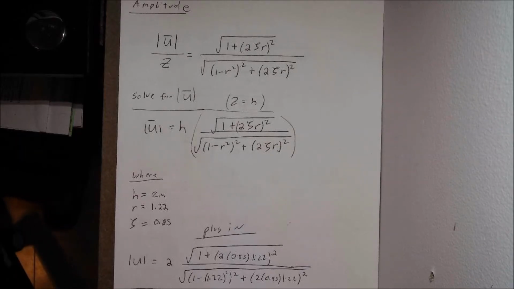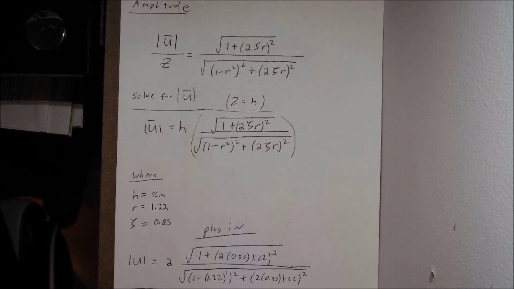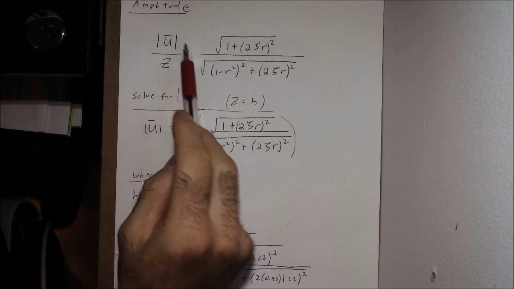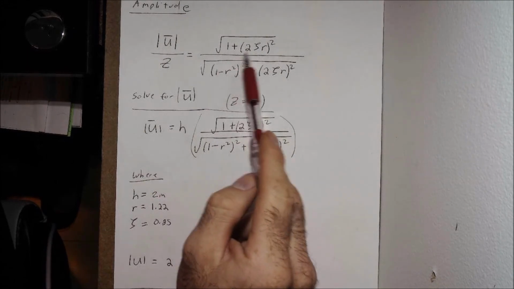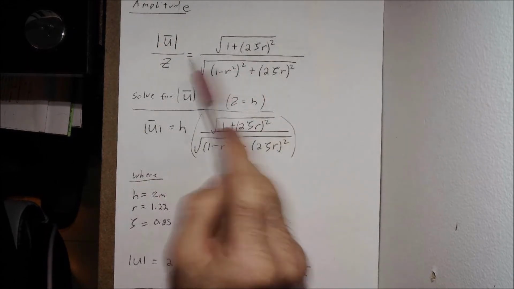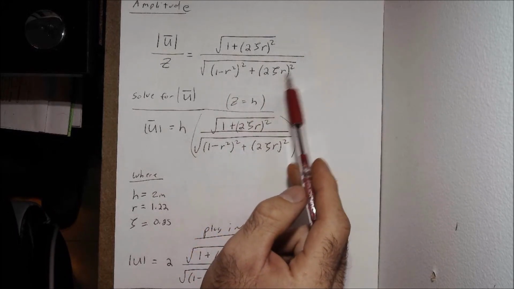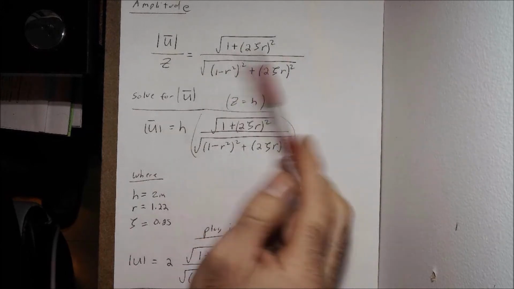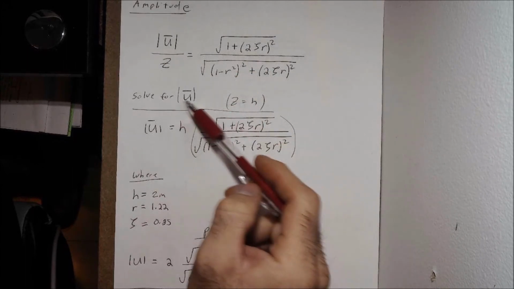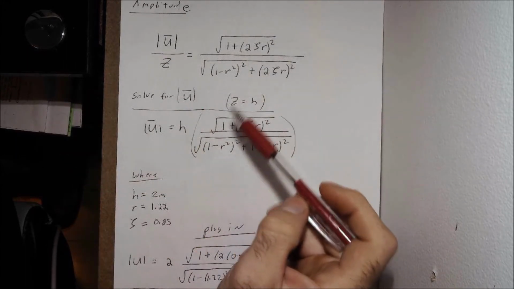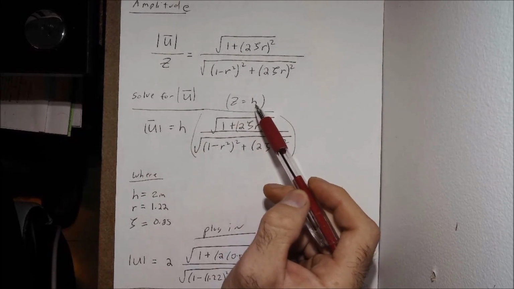From here, the next thing we want to do is solve for the amplitude. Now we have this relationship here. In order to solve for that, we want to solve for our u bar. So the magnitude of u bar divided by z is equal to the square root of 1 plus (2 zeta r) squared, all divided by the square root of (1 minus r squared) squared plus (2 zeta r) squared. We know values for some of these, so we can start plugging in. First I want to rearrange this and solve for my amplitude. In this case our z is equal to our h, the height value given in the problem statement in the initial diagram.